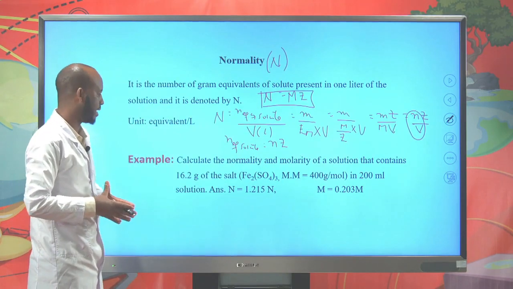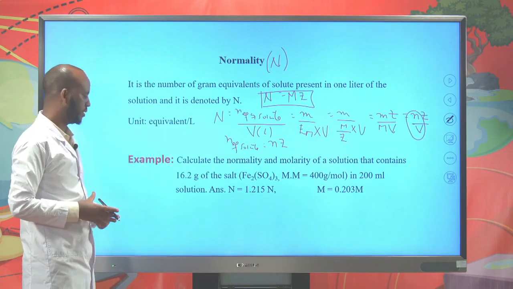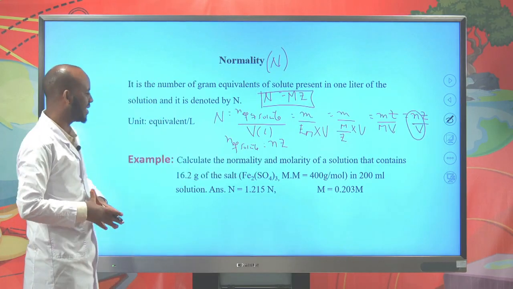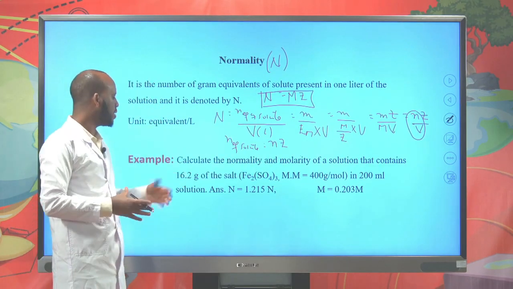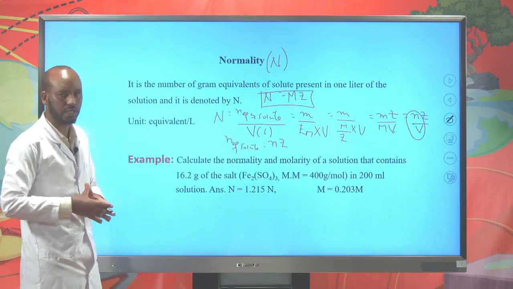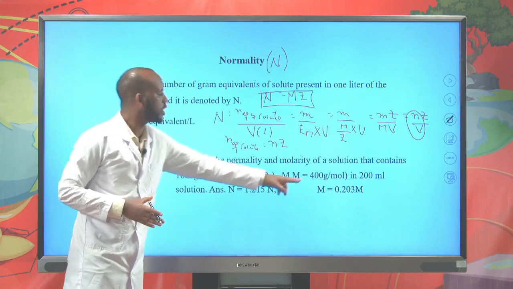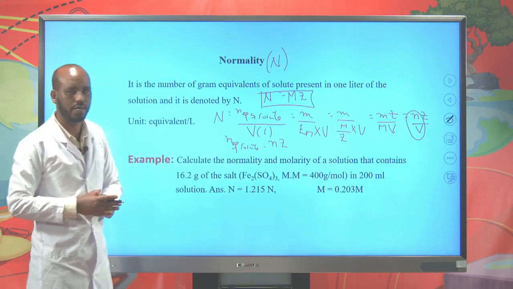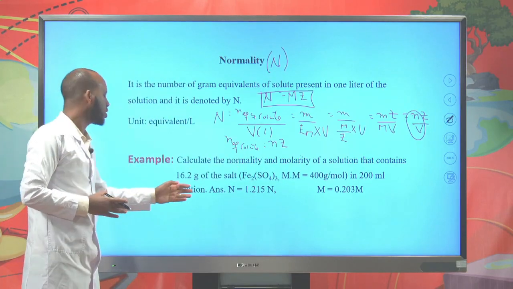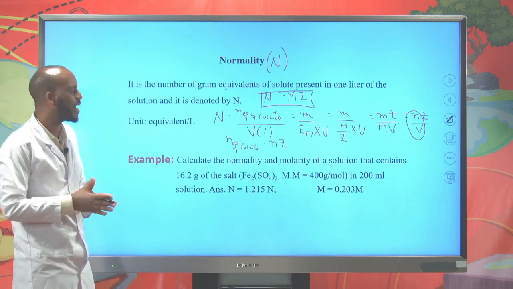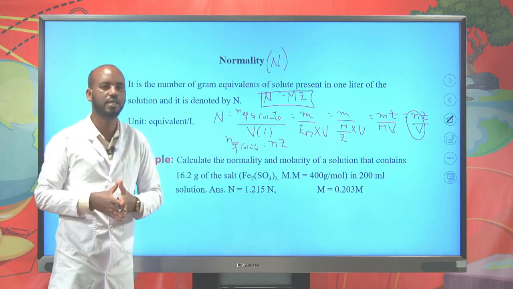For example, calculate the normality and molarity of a solution that contains 16.2 gram of the salt iron sulfate. Molar mass of iron sulfate is 400 gram per mole, in 200 milliliter solution. You are asked to calculate molarity and normality of this solution.